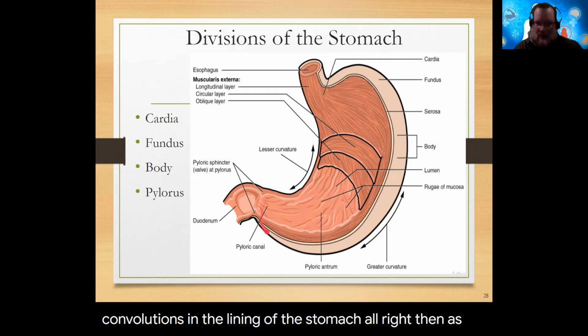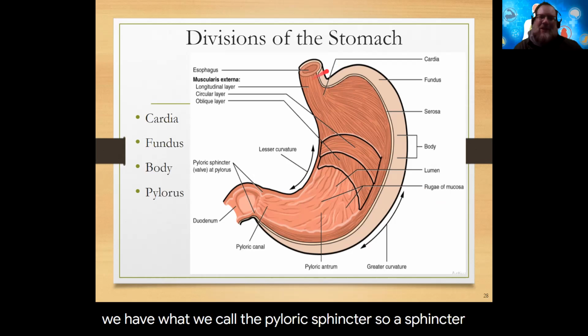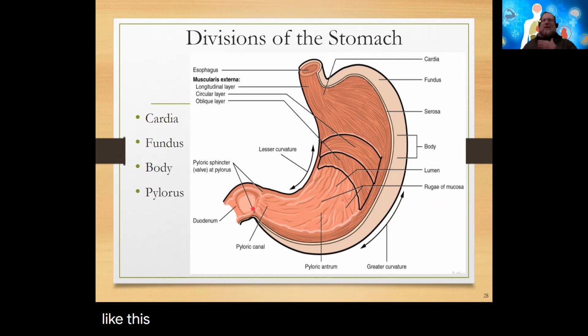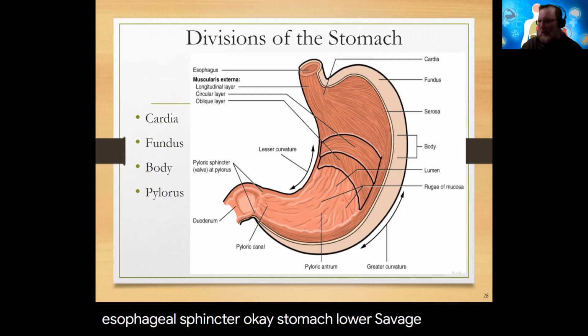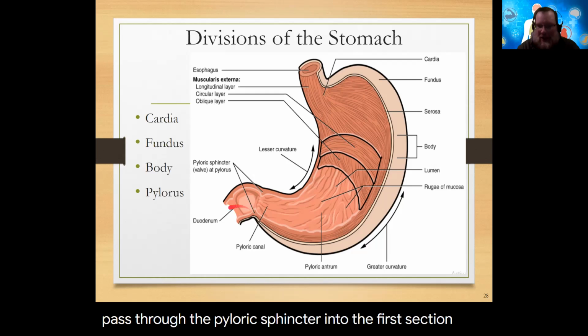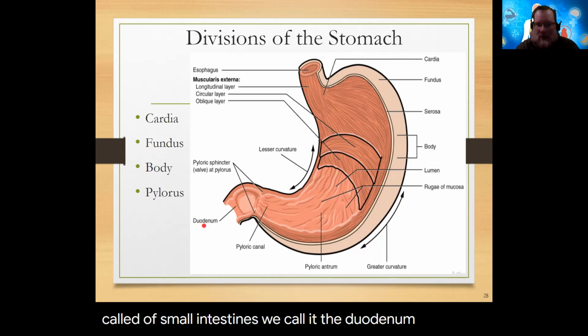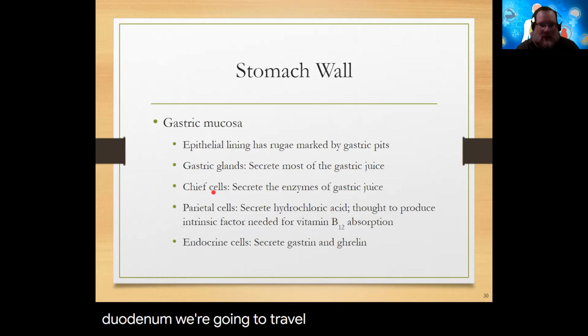All right, and then as we start to leave the stomach and we're in that pyloric region, we have what we call the pyloric sphincter. So a sphincter to enter the stomach and a sphincter to leave the stomach, just like the esophagus. Upper esophageal sphincter, lower esophageal sphincter. Stomach, lower esophageal sphincter to the pyloric sphincter. And then we'll see there's a sphincter at the end of the line for the small intestines. So as we leave the stomach and enter the small intestines, we pass through the pyloric sphincter into the first section of small intestines. We call it the duodenum. So that's where we're going to travel to next.